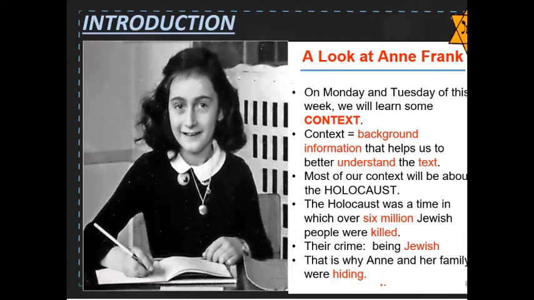Most of our context will be about the Holocaust. Now, the Holocaust was a time in which over 6 million Jewish people were killed by the Nazi Party. What was their crime? Their crime was simply being Jewish. That's why Anne and her family were in hiding.